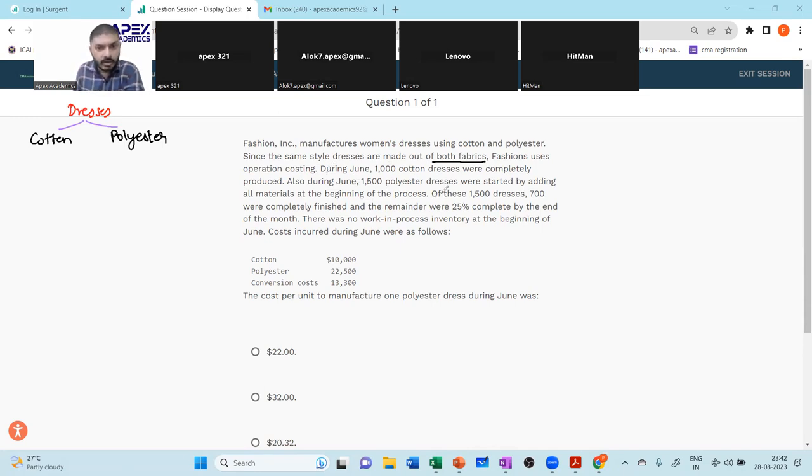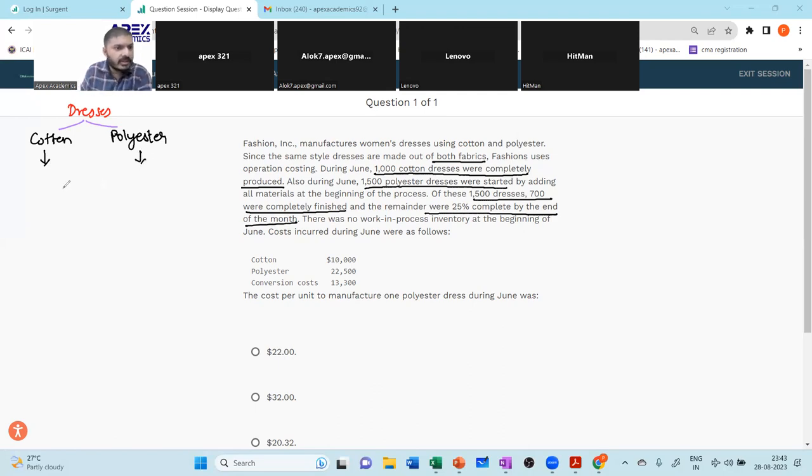During June, 1,000 cotton dresses were completely produced. Also during June, 1,500 polyester dresses were started by adding all materials at the beginning. Of these 1,500 dresses, 700 are completely finished and the remainder are 25% complete by the end of the month. There is no WIP at the beginning. Now cotton, polyester, no opening WIP. The cost incurred is given. What is the cost per unit to manufacture one polyester dress?